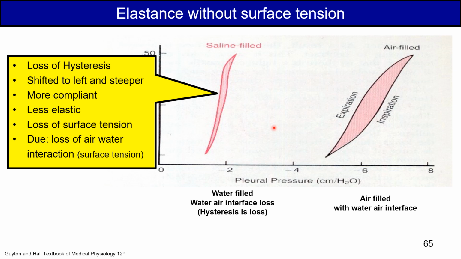And this is due to the air and water interaction, which gives rise to surface tension. Now, in the saline-filled lungs, you can see that there's a loss of hysteresis. It is shifted to the left and it is steeper, meaning that the lungs are more compliant, less elastic, and this is due to the loss of surface tension. The loss of the surface tension is, on the other hand, due to the loss of the air-water interaction, which is responsible for the surface tension.